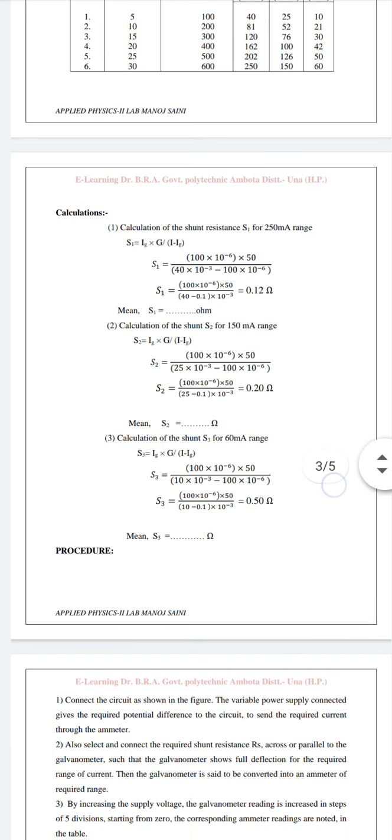So in this way, when we apply a low resistance in parallel, S1 is equal to 0.12 ohm, and the range of the galvanometer is converted into a meter of 0 to 250 milliampere. S2 is 0.20 ohm, then the range is 0 to 150, and for S3, 0.50 ohm, the range is 0 to 60. So this is our today's experiment.